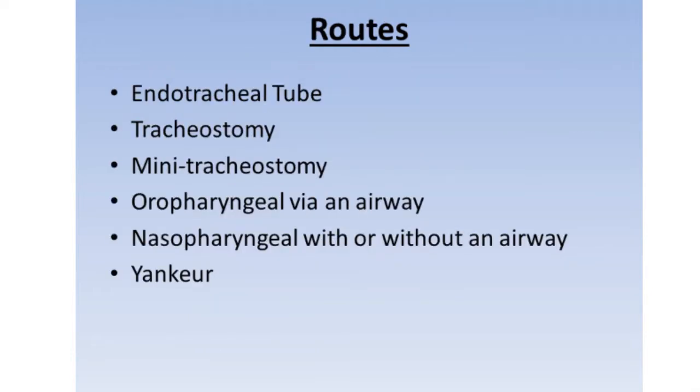So we have six different types of routes. We have our ET tube, tracheostomy, mini tracheostomy, oropharyngeal via an airway, nasopharyngeal with or without an airway, and Yankauer suction. Again, we'll cover all of these in the practical element.